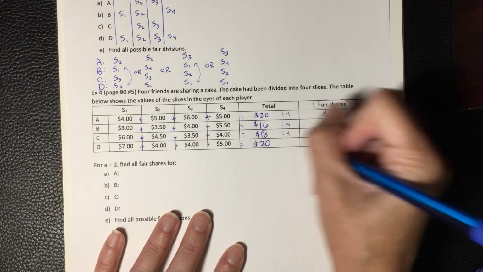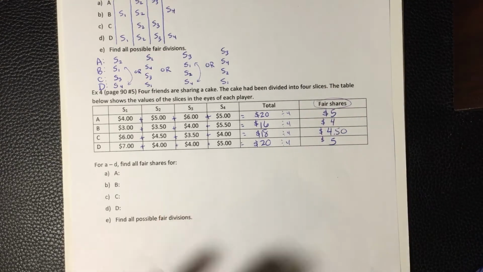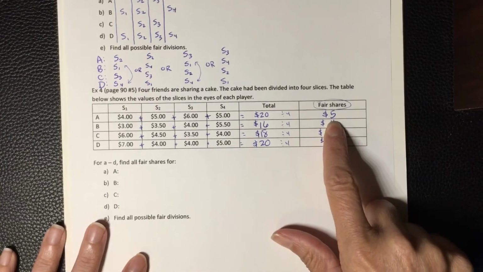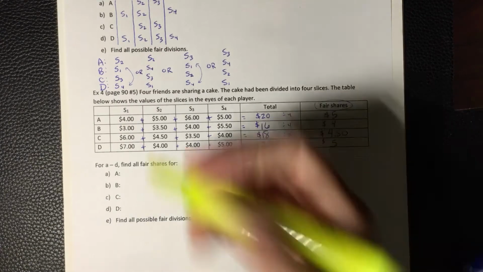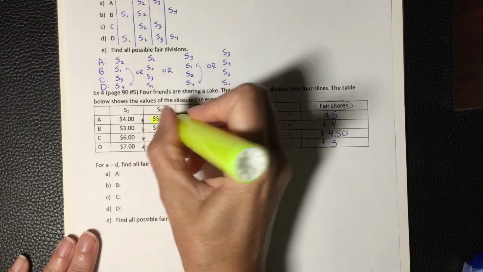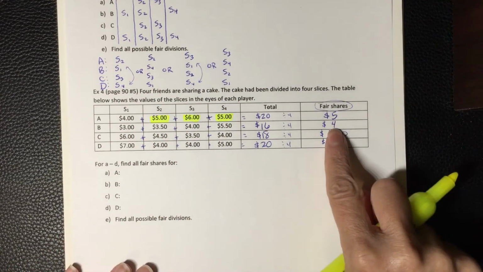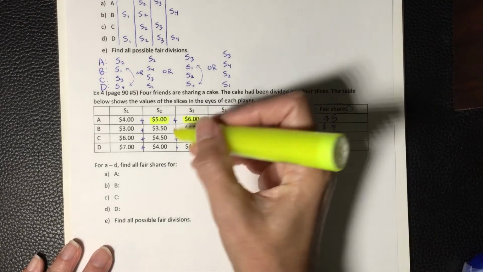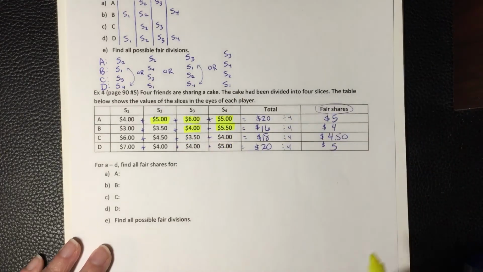And then the last one, 20 divided by 4, comes out to be $5. So this one's trickier because when you go and highlight your fair shares, you have to look at the amount for each person. So for player A, I'm going to highlight anything 5 or higher. So that would be slice 2, slice 3, or slice 4. But for player B, I can only highlight 4 or higher. So that would be slice 3 and slice 4.